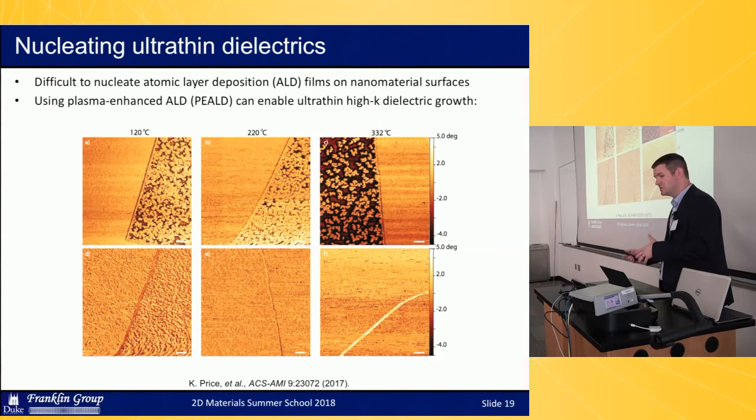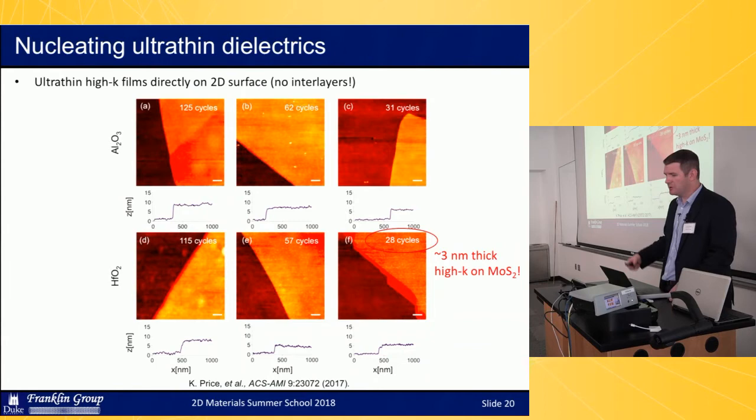So scalability-wise, for using this nucleation approach, we showed down to about 3 nanometers thick high-K dielectrics. This is both with aluminum oxide and hafnium oxide, so around 30 cycles of growth, and you yield around the 3 nanometer range for the thickness of the film.